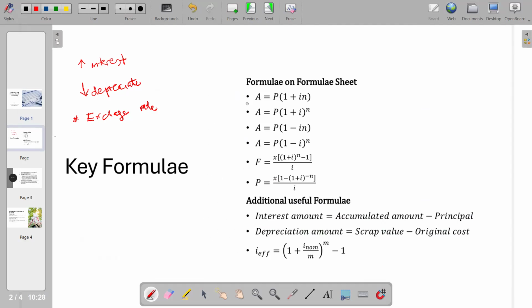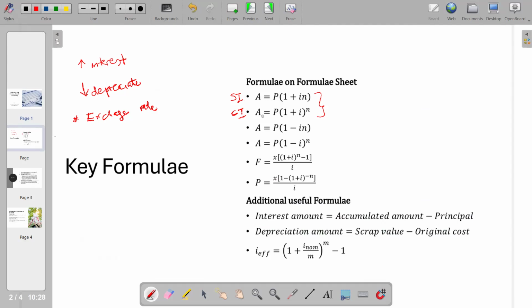So for instance, when we are calculating interest, these are the two different formulas that we have to use. The first formula, we use it when we are dealing with simple interest. And the second formula, we use it when we are dealing with compound interest. What are the variables on our formula?